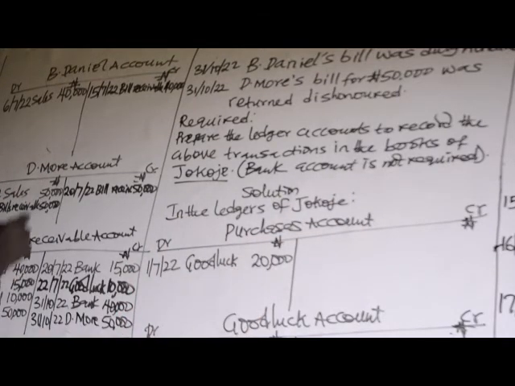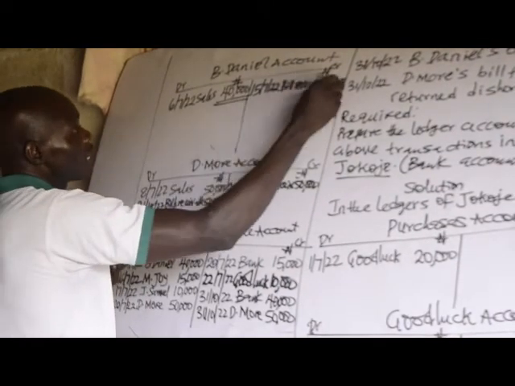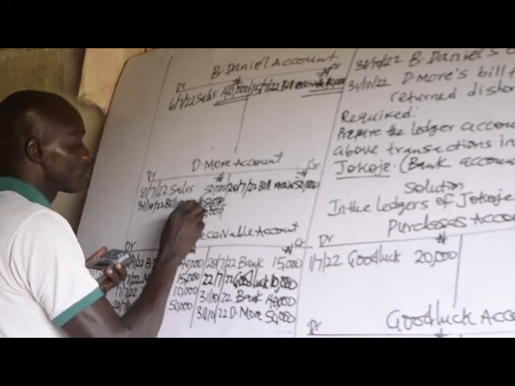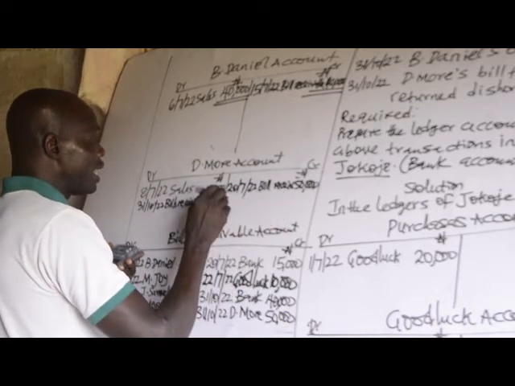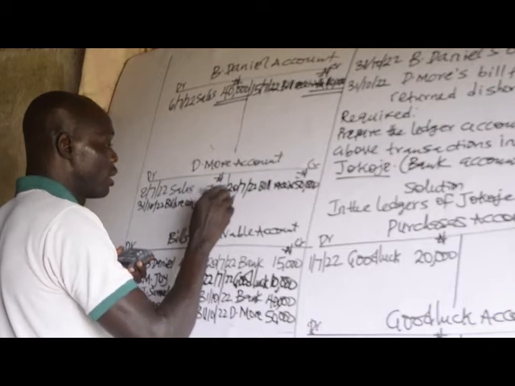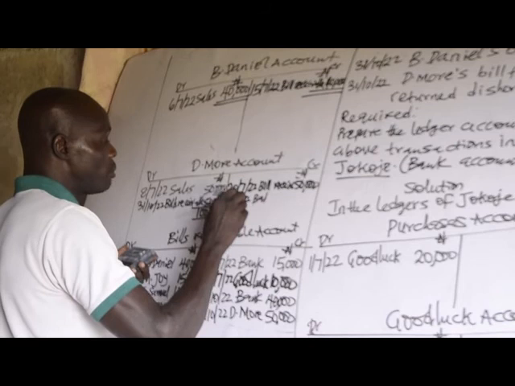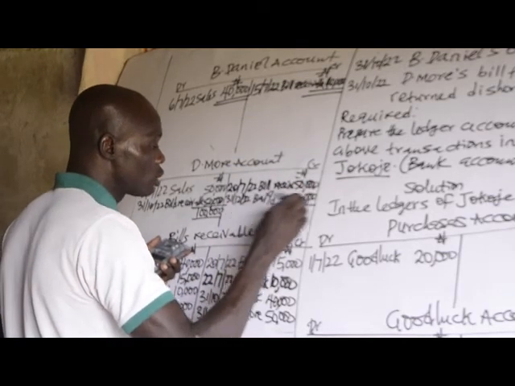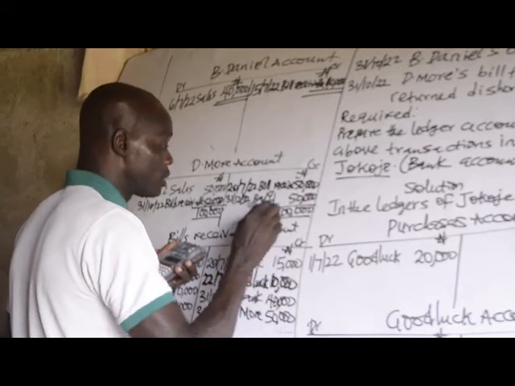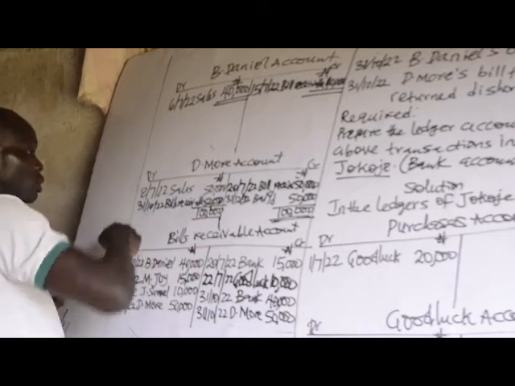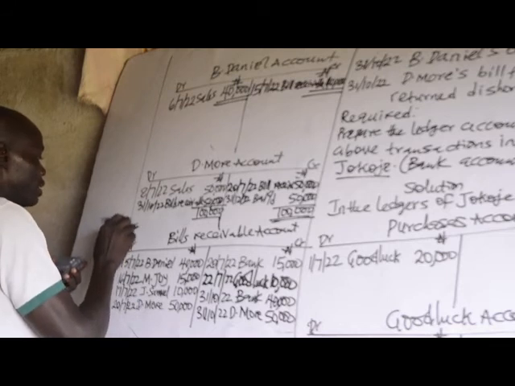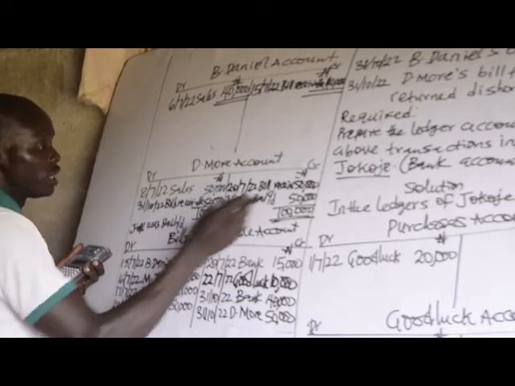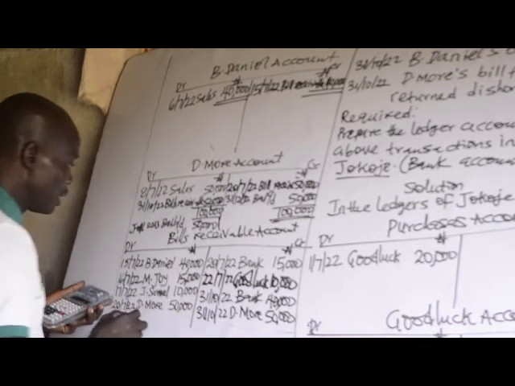Let's balance the account. Daniel account, 40,000 on the debit side, cancel the 40,000 on the credit side. Dimo account, 50,000 plus 50,000 gives us 100,000. If the end of the year is December 31st, you have 31st December 2022, balance carried down. If you subtract 50,000 from 100,000, you'll be left with 50,000. The total is 100,000. Your balance carried down will be brought down to January 1st, 2023, balance brought down, which is 50,000.